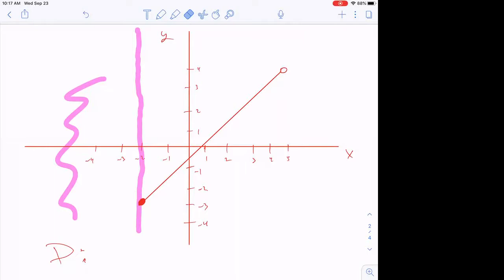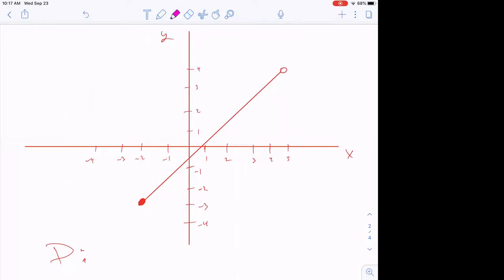There's no graph to the left of -2. There's just no graph here to the right of 5. So any number that's bigger than 5 did not get plugged in because there's no picture. And there's no graph to the left of smaller than -2 because there's no picture.